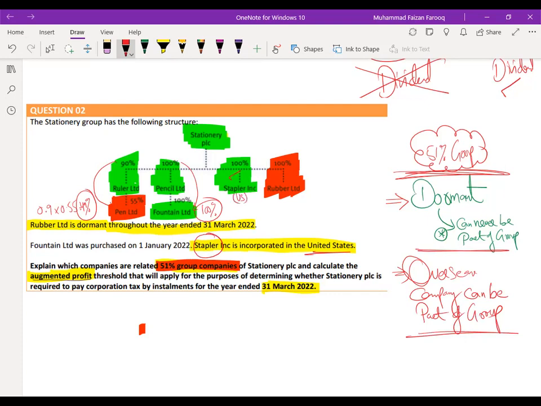Foreign companies can be part of the group. Any problem? No. But that's for group companies at 75%? Yes, the same rule which we had for 75% applies here: overseas companies can be part of the group. Okay.